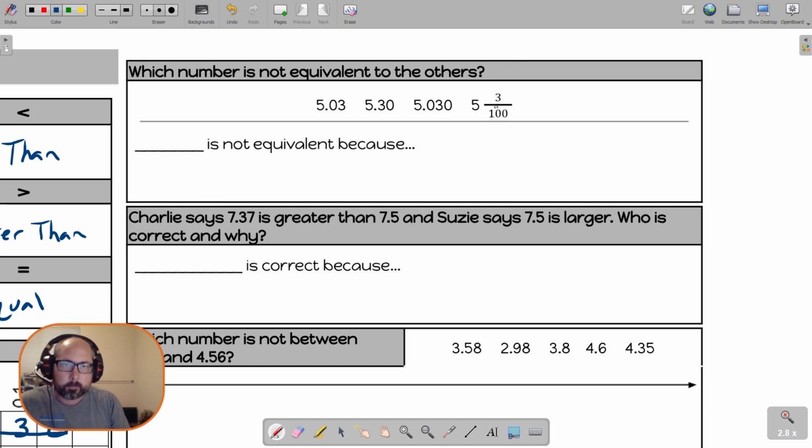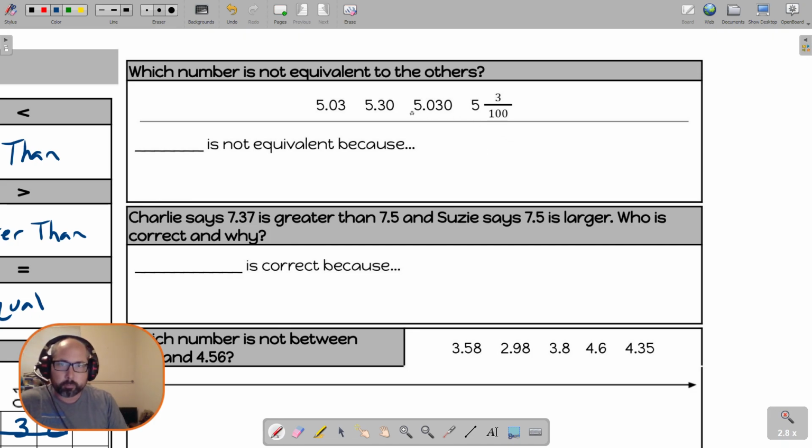5 and 3 over 100 is not equivalent because it's a fraction. That makes it not equivalent. Okay. It didn't say which one looks different, did it? It said which one is not equivalent. Guys, equivalent means equal. Same value. Okay, and a fraction can have the same value as a decimal. Okay, 0.5 is 1/2, right? 0.5, 5/10, is equal to 1 over 2, 1/2. So it can still be equivalent. So I can't just assume that.